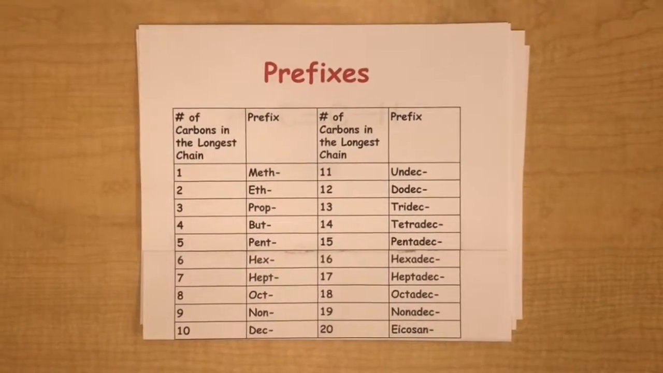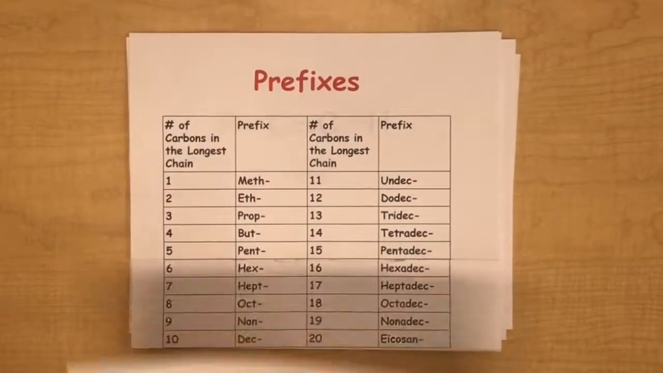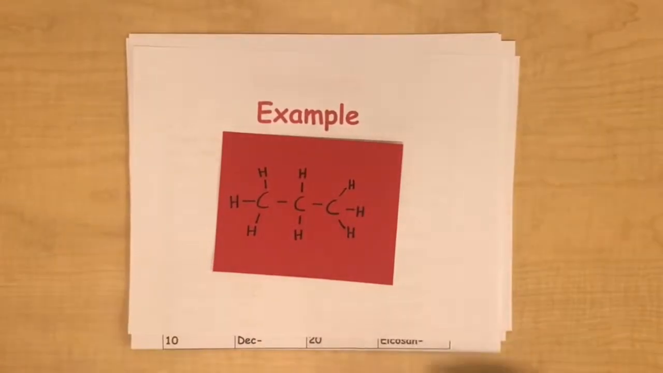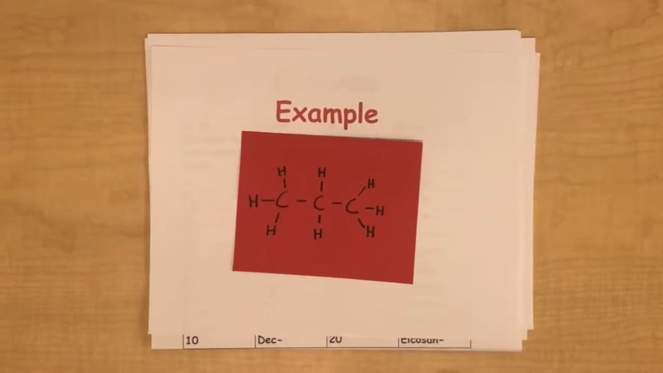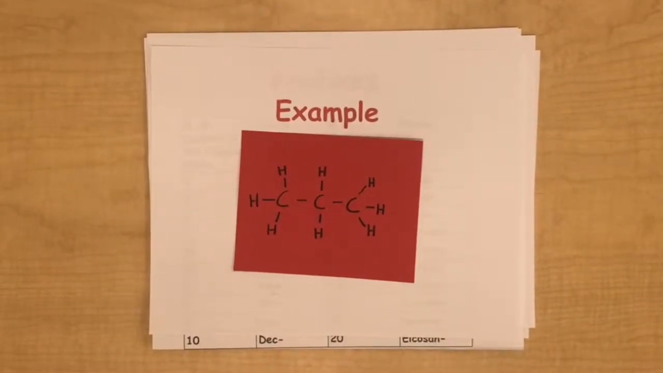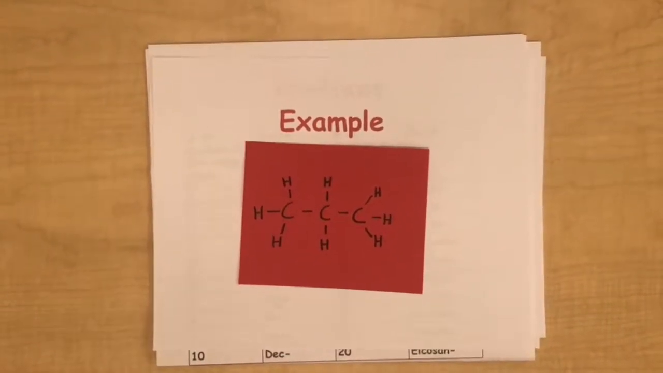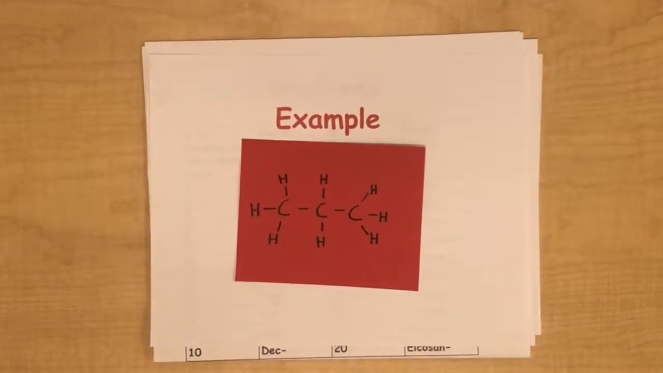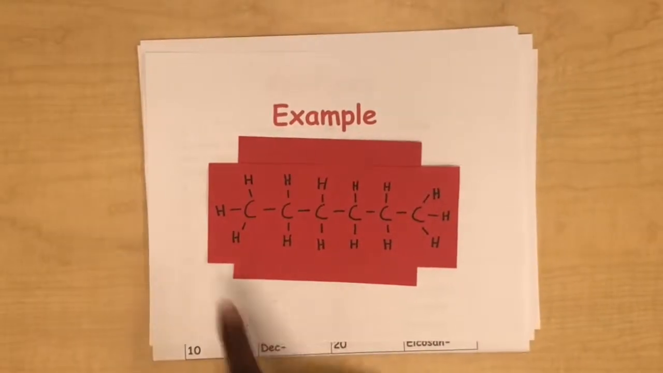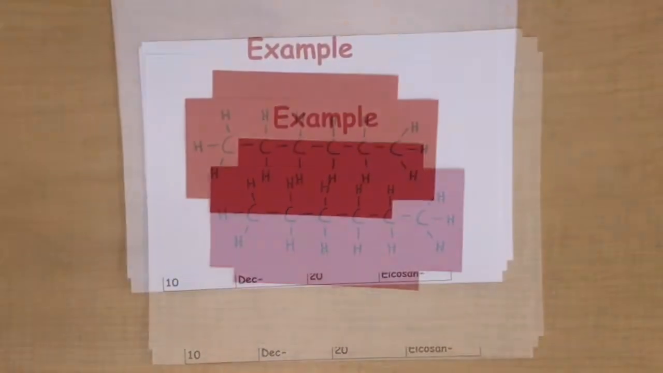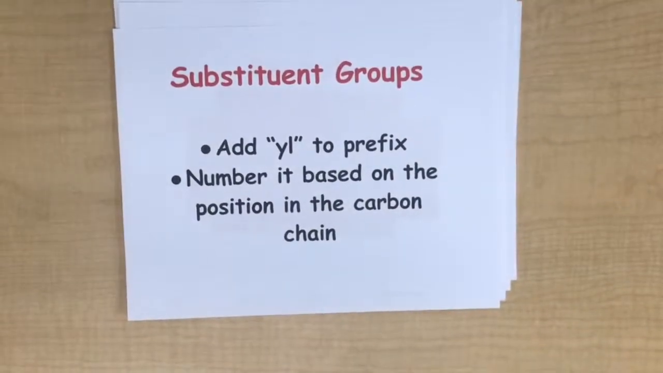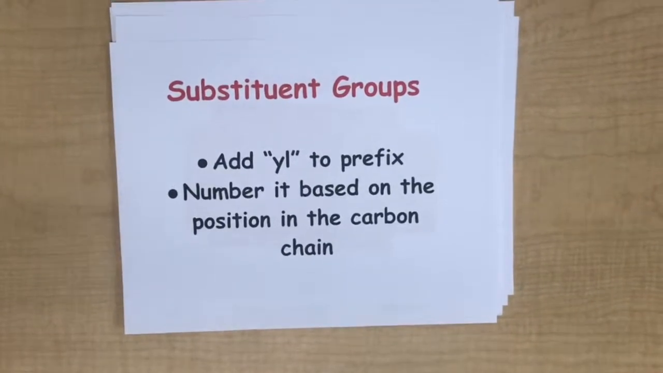Let's do an example of how to name the prefixes of an ane group with only single bonds. For example, the parent chain of this one only has 3 carbons, which means that the prefix would be prop, meaning that this carbon chain would be named propane. And this one has 1, 2, 3, 4, 5, 6, and it is all single bonds, therefore it would be named hexane.